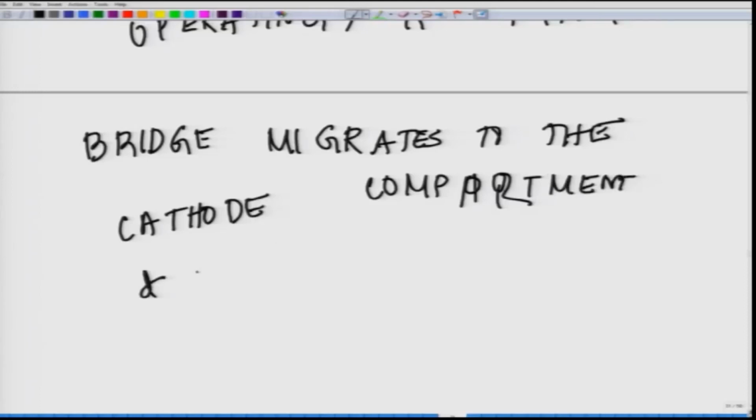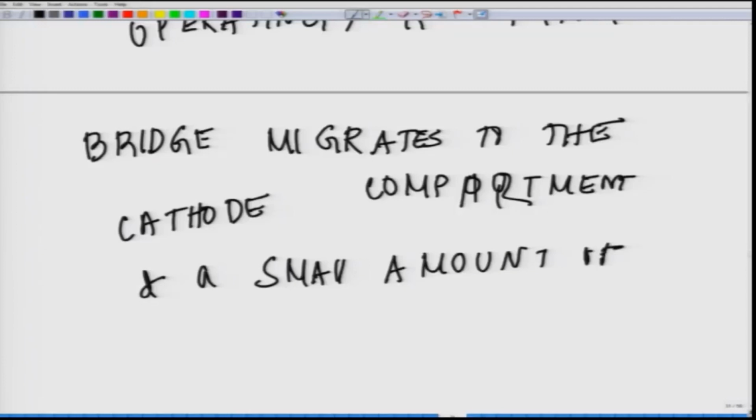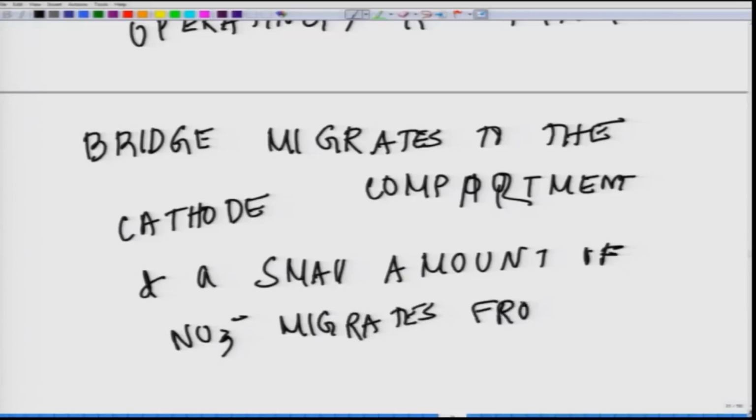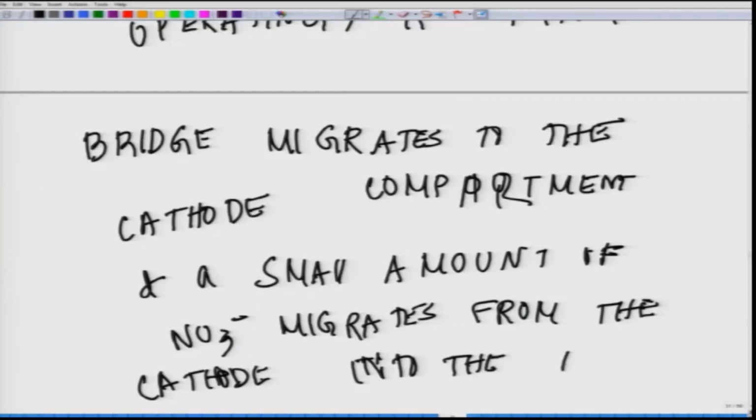compartment, and a small amount of NO3 minus migrates from the cathode into the bridge. Now, let us see the picture, revisit the picture, what is happening.